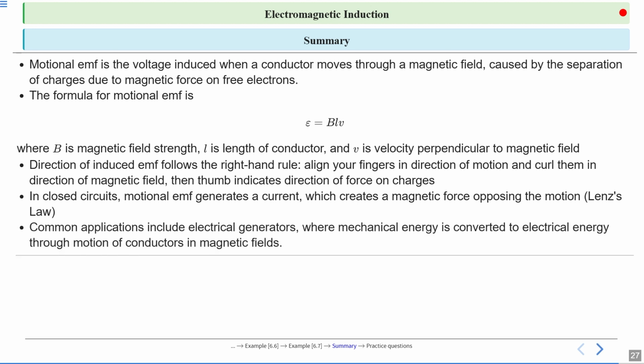Common applications include electrical generators, where mechanical energy is converted to electrical energy through motion of the conductors in a magnetic field. Also, when we rotate the coil in the magnetic field, there is a motion of the coil along with the change in orientation. So a common application is electrical generators.